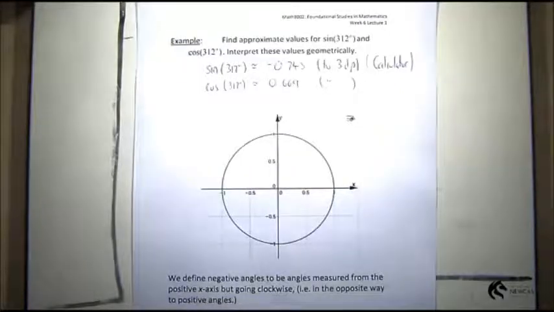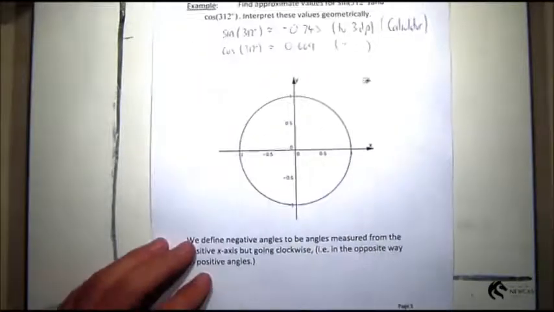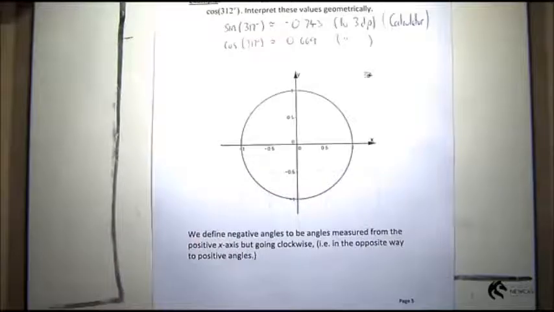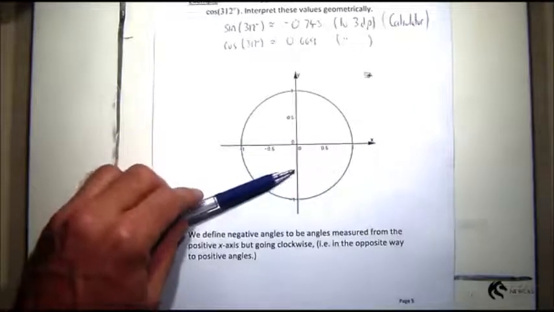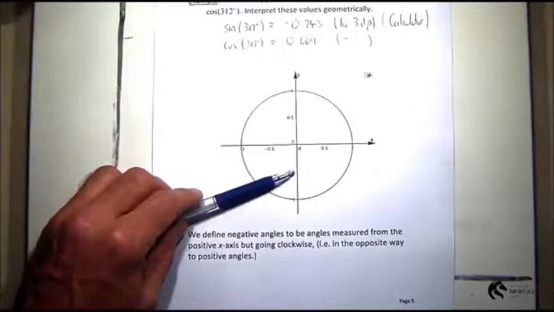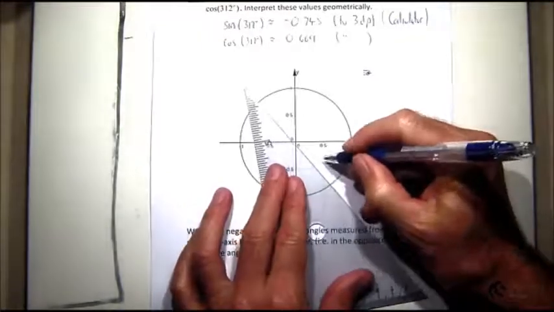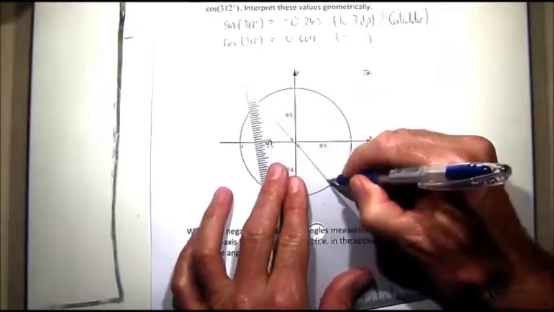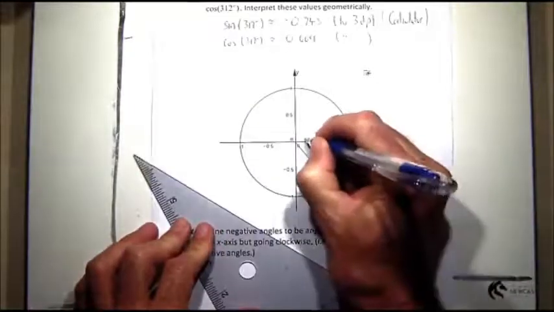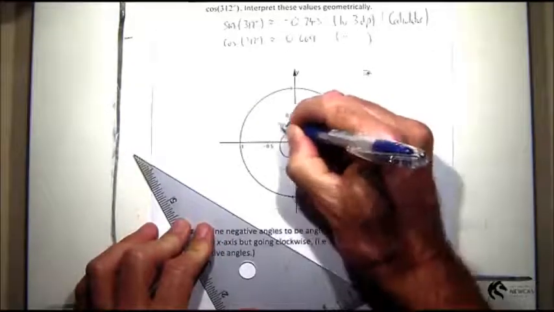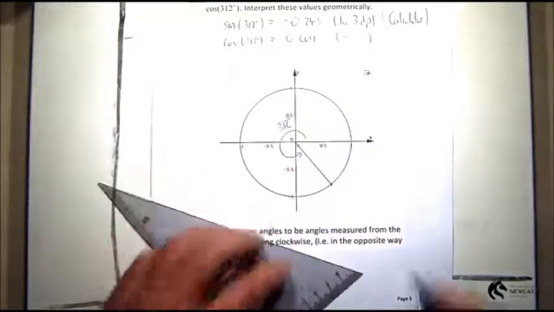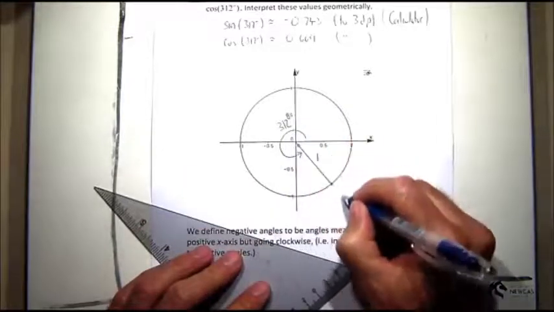And it says, interpret your values geometrically. Oh, draw a picture. So here's a nice big picture to draw. We're interested in 312 degrees. So 90, 180, 270. I've got to go another 42 degrees beyond 270. That'll be 45, so it'll be close to 45. It's about here. Something like that. So we have gone around 312 degrees. I've drawn the radius, and there's my point P.